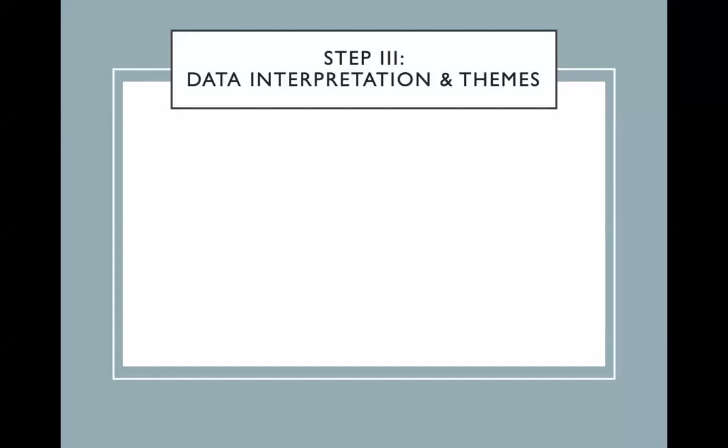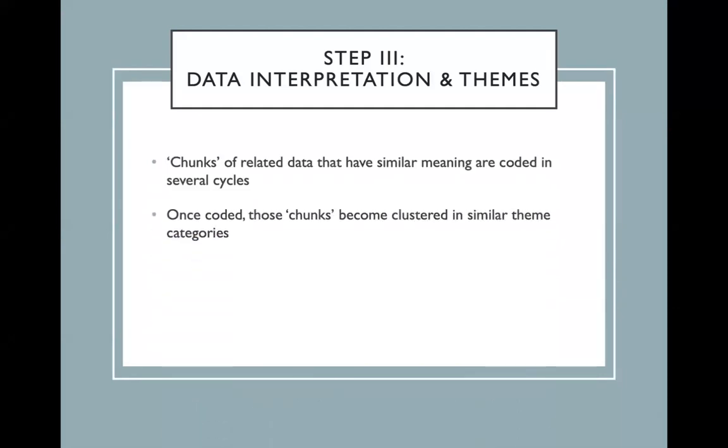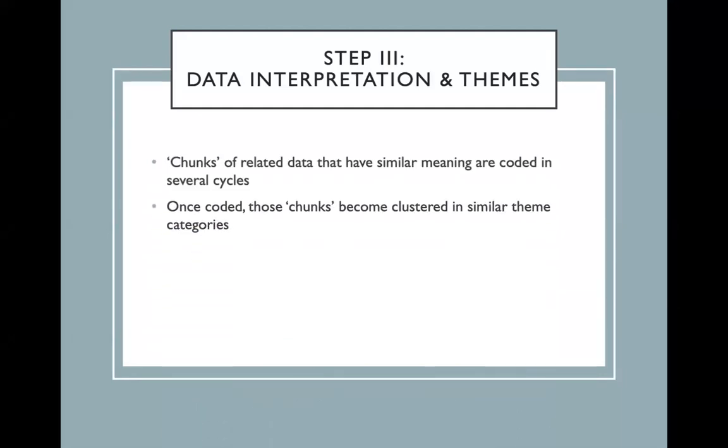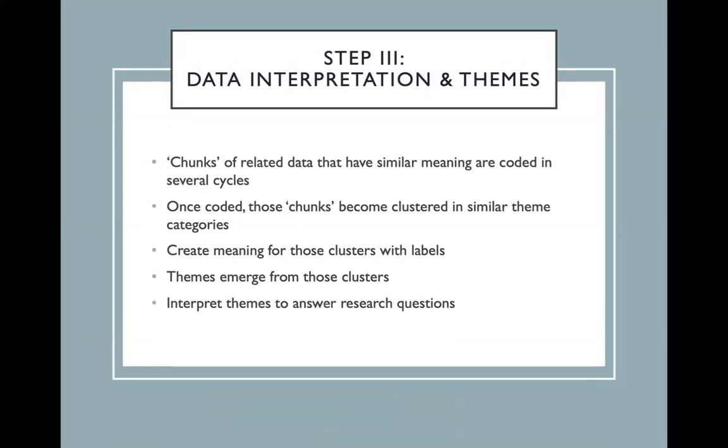This leads us, therefore, to stage or step three, where data is now interpreted and themes gathered. So chunks of related data have similar meanings, are coded in several cycles. Once coded, those chunks become clustered in similar theme categories, and this will create meaning for those clusters with labels. Themes emerge from those clusters. Now, it is here where the conceptual framework that has clearly identified already the dimensions and the themes that you need to pay attention to can actually be improved and developed. And then, based on that, we interpret the themes in order to answer the research questions.